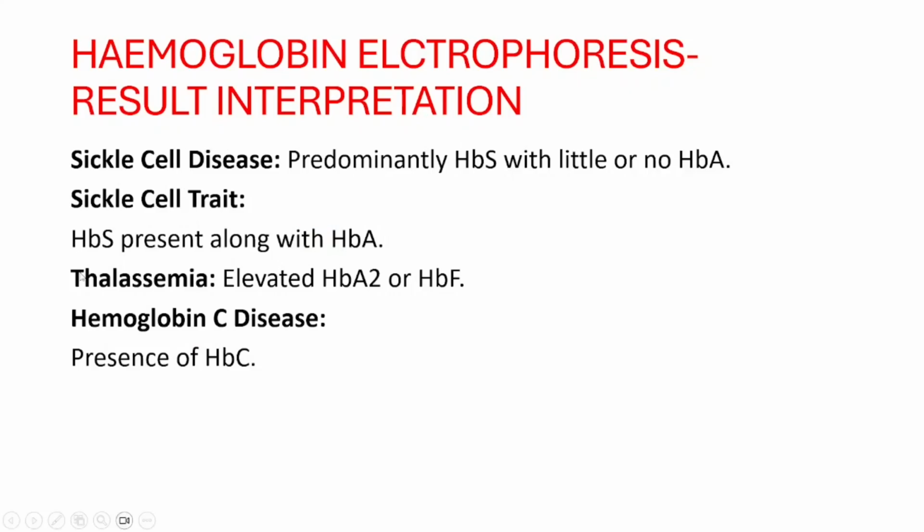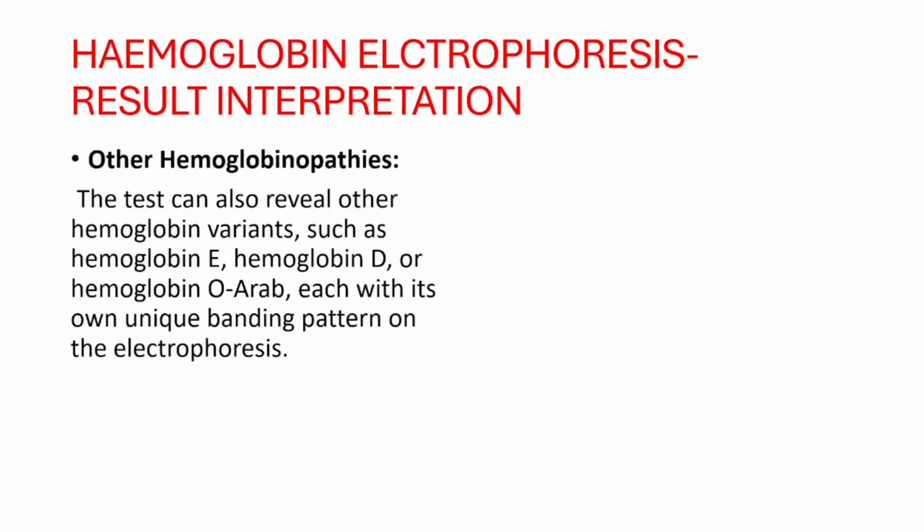So in conclusion, sickle cell disease has predominantly HbS with little or no HbA. Sickle cell trait is a carrier, with HbS present along with HbA. Thalassemia shows elevated HbA2 or HbF. Hemoglobin C disease shows the presence of HbC. The test can also reveal other hemoglobin variants such as hemoglobin E, hemoglobin D or hemoglobin O-Arab, each with its own unique banding pattern on the electrophoresis.